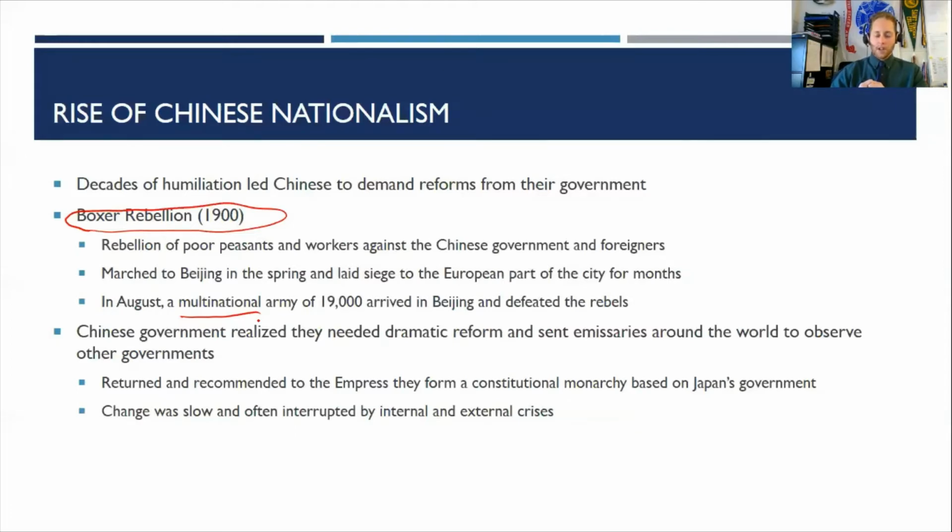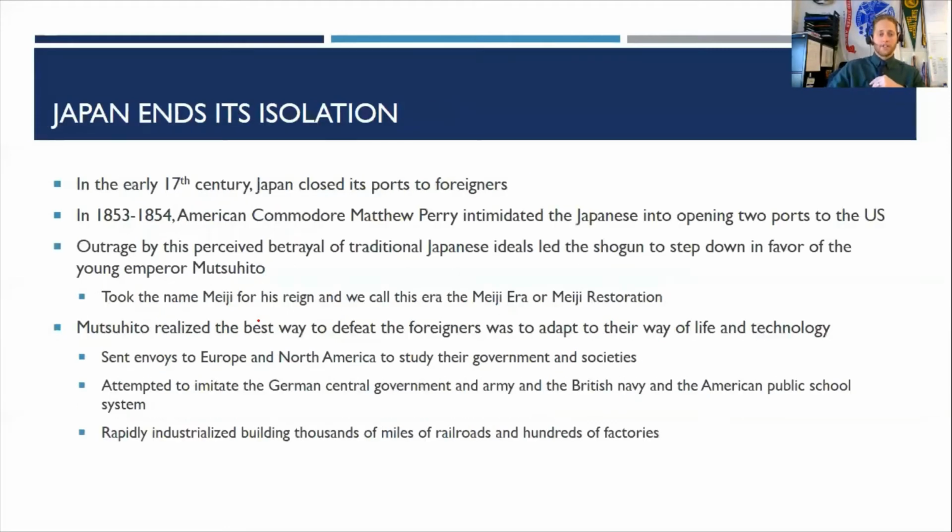These ambassadors are going to return. They're going to recommend a constitutional monarchy similar to Japan's government. And change is going to be initiated, but it's going to be slow and arduous and often interrupted by internal rebellions, mutinies, and problems, as well as external crises with European and foreign nations gobbling up parts of China or expanding their spheres of influence. And in particular, a rising imperial nation called Japan, starting to assert their dominance over what used to be their big brother in their relationship.